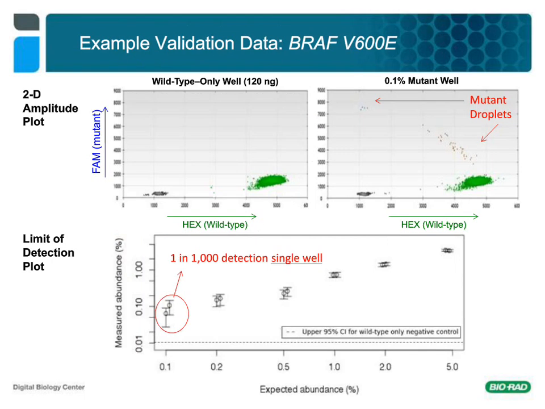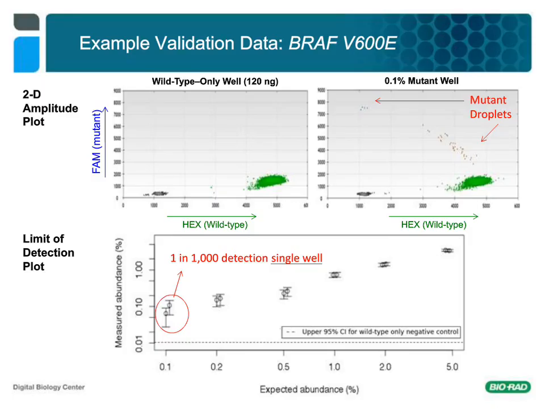This is an example of one of our validation data sets from one of our most popular mutation detection assays, for BRAF V600E. For our mutation detection assays, we use a single primer pair to amplify the mutation site, then two competitive probes to detect mutant or wild-type copies. Mutant is in the FAM, wild-type is in the HEX.